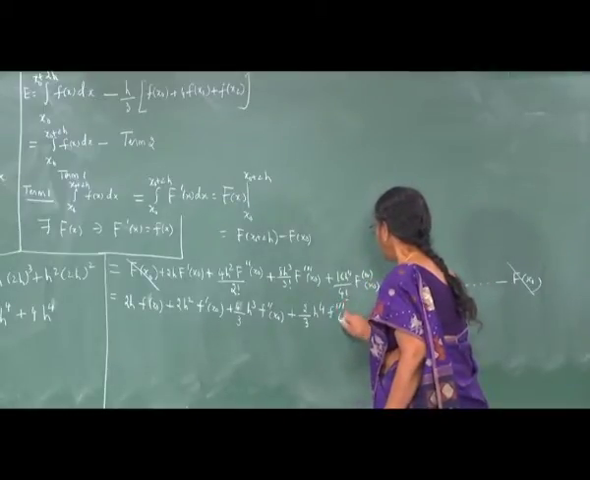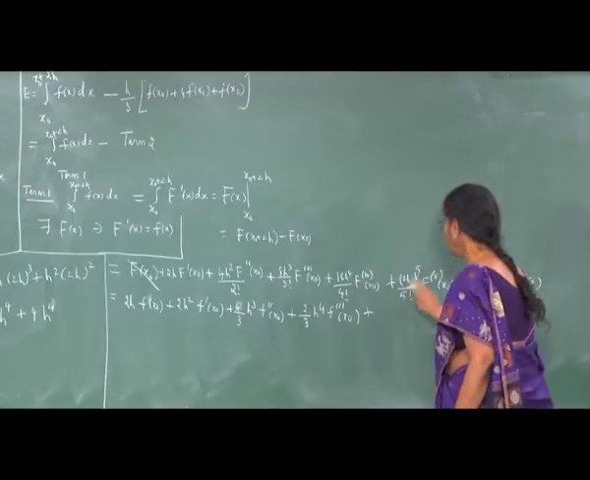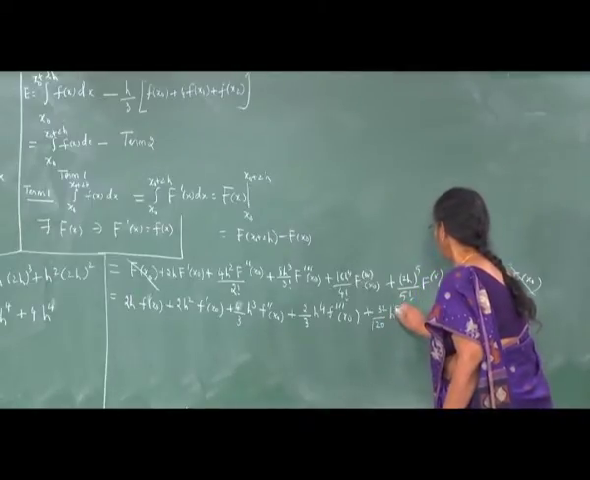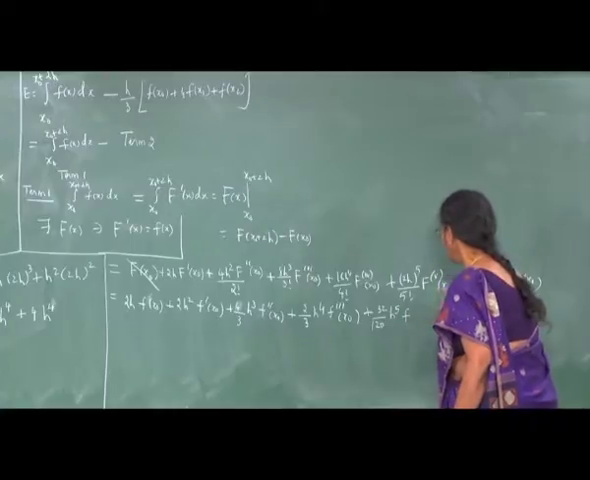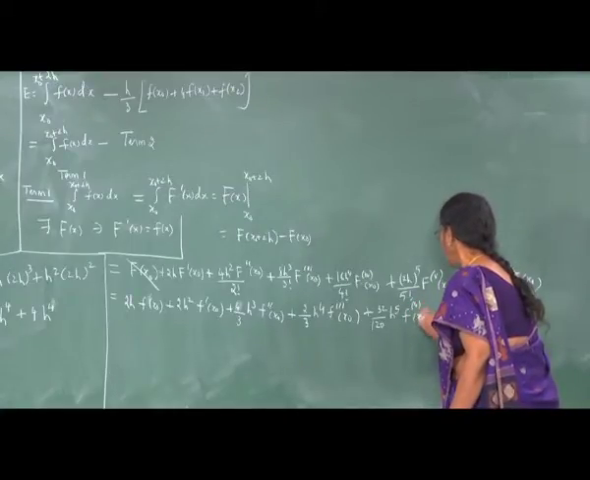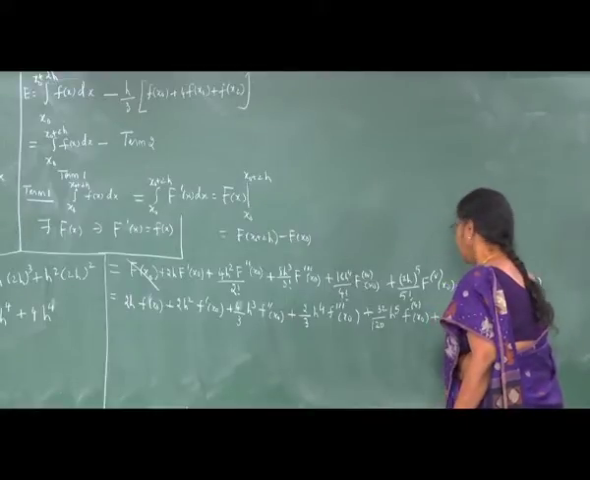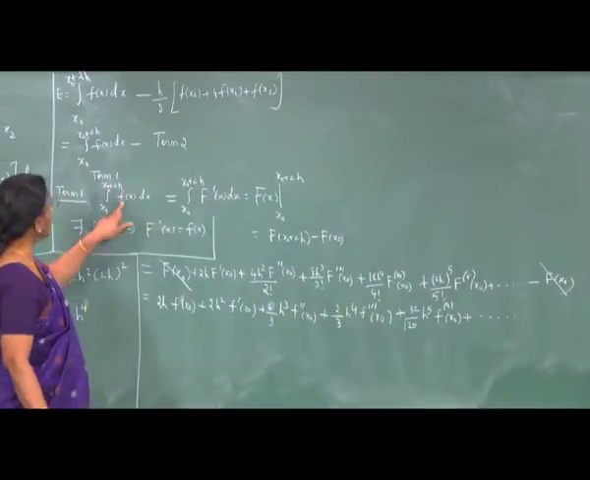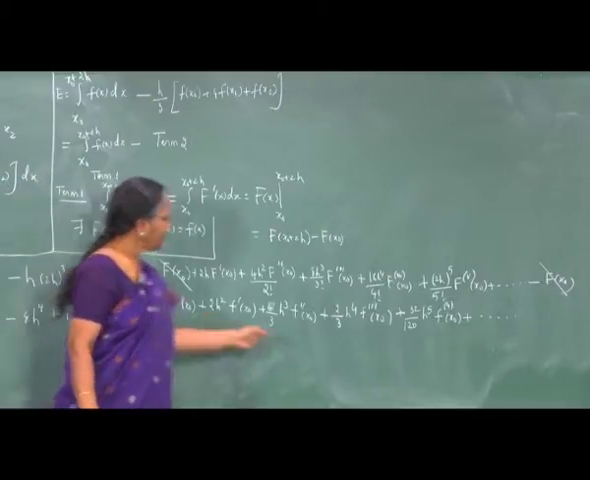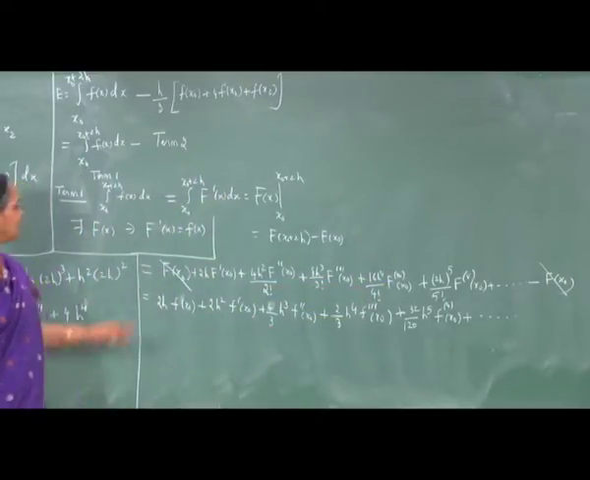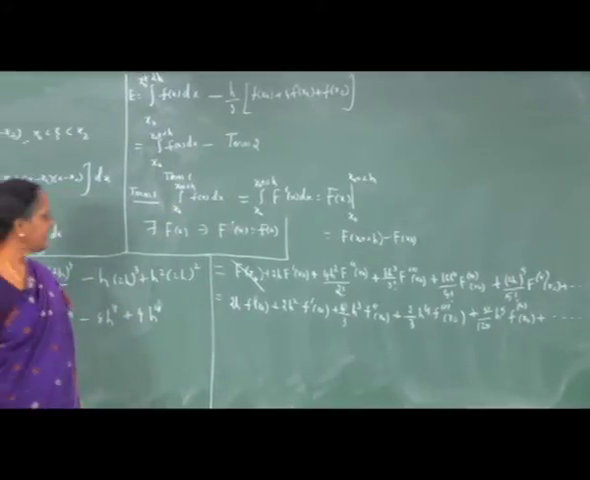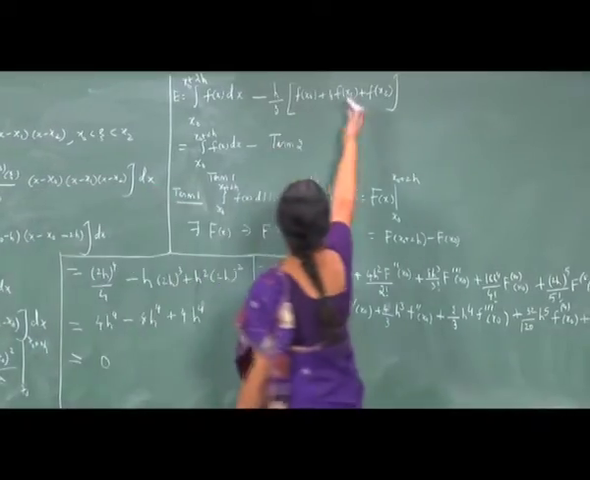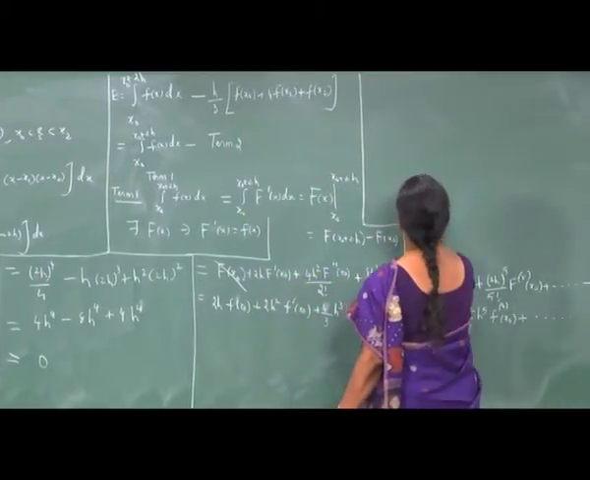Then 32 by 120 into h power 5 into the fourth derivative at x0 plus etcetera. So, we have been able to express the integral from x0 to x0 plus 2h of f of x dx in terms of the function values and its derivatives using the fundamental theorem of integral calculus and Taylor series. So, let us keep term 1 as this. Now, we move on to term 2 and then evaluate what it is.